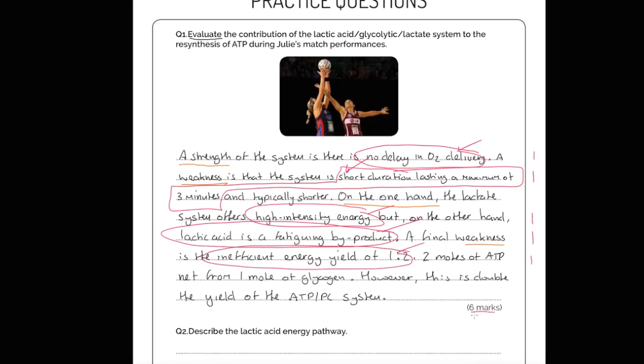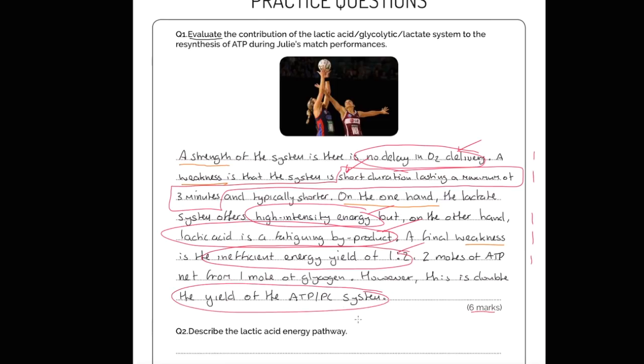Circle, tick, one mark. 1 to 2, 2 moles of ATP from 1 mole of glycogen. So I've just made sure I give my knowledge there. And finally, however, comma. So now onto the negative. This is double the yield of the ATP-PC system.